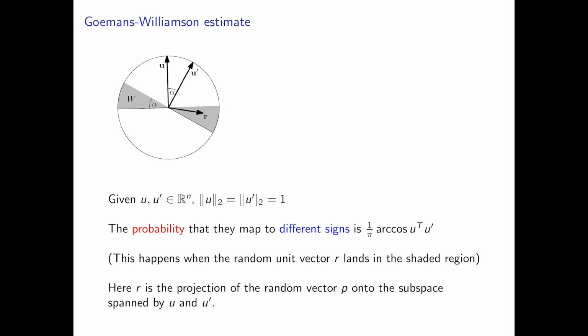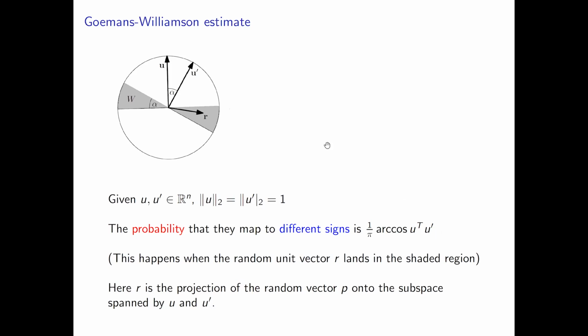So when you do this, you can analyze it. It's running out of time. You can find the probability that the two such vectors lie on different sides of the cut for a randomly chosen vector. That probability turns out to depend on the angle between the two vectors U and U prime. A simple calculation shows that it's 1 over pi times the arc cosine of U transpose U prime.